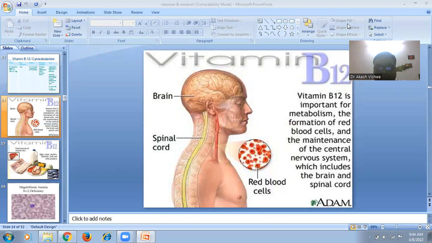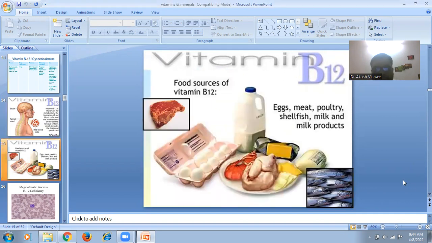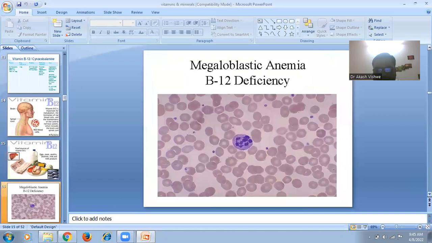The significance of vitamin B12, why it is important. It is important for metabolism, the formation of red blood cells, and the maintenance of the central nervous system, which includes the brain and the spinal cord. So it's actually an essential thing. As you can see in the diagram of the sources of vitamin B12, the liver, meat, egg, milk, fishes, shellfish, etc. are the dietary sources of vitamin B12.